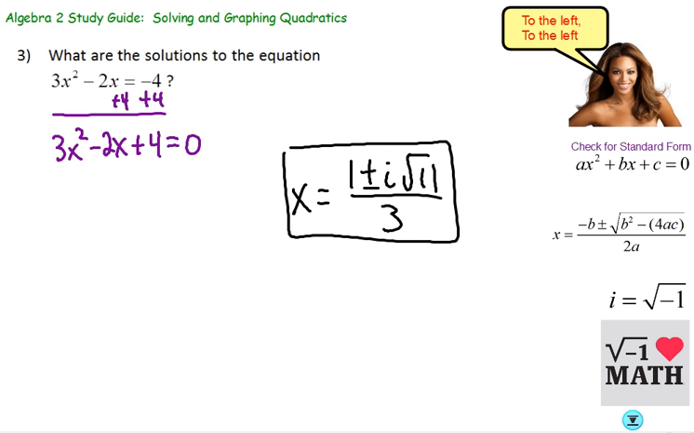So you should have gotten x equals 1 plus or minus i radical 11 over 3. And make sure you had that set up correctly. Standard form would have been 3x squared minus 2x plus 4 equals 0. So 3 was your A, negative 2 was your B, and then 4 was your C. If you got that one correct, let's move on to number 4, which you'll need to turn your page over for. If you did not get this one correct, take a moment, see if you can figure out what your mistake was. And if you're struggling with figuring out where you went wrong, then go ahead and ask for some help. Otherwise, we'll take a look at number 4.